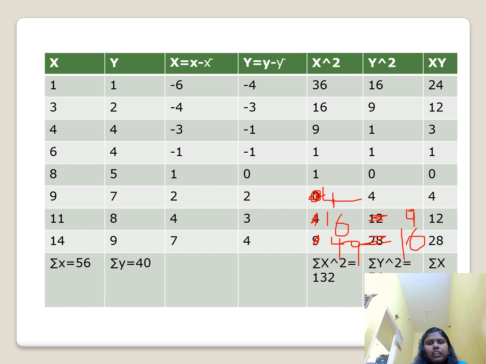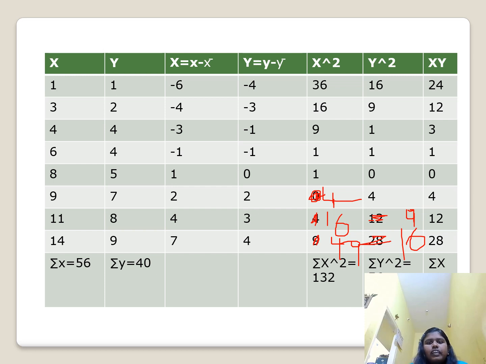To find capital Y is equal to small y minus y bar, where 40 by n value is 8. 40 by 8 is equal to 5. 1 minus 5 is equal to minus 4. 2 minus 5 is minus 3. 4 minus 5 is minus 1. 4 minus 5 is minus 1. 5 minus 5 is 0. 7 minus 5 is 2. 8 minus 5 is 3. 9 minus 5 is 4.